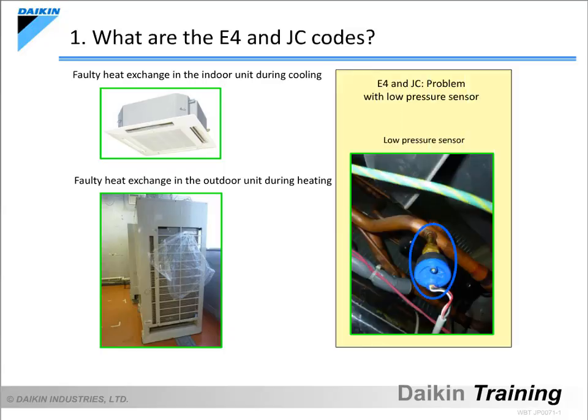E4 is the malfunction code displayed on the remote controller when the air conditioner is stopped upon activation of the protective device due to an abnormal drop in the low pressure side. JC is the malfunction code displayed when the air conditioner is stopped after the low pressure sensor detects an abnormal pressure value. Please note that in this course we will learn about the malfunction codes related to the low pressure protection and control of R410A air conditioners.